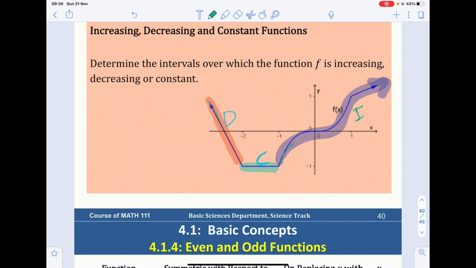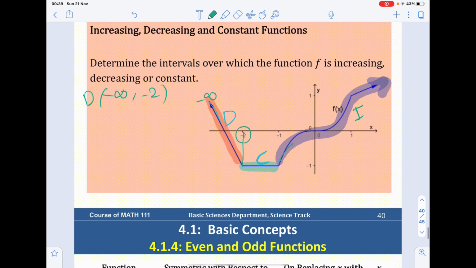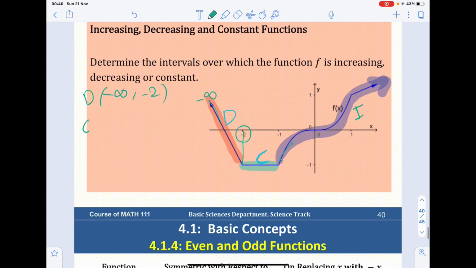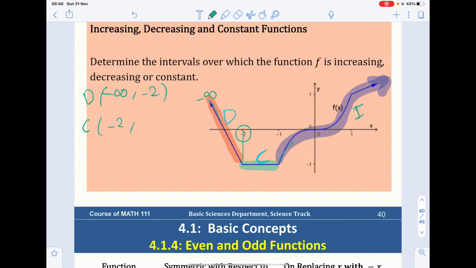So the decreasing part would be from negative infinity to negative 2. Then the constant would be from negative 2 to negative 1. Then we have the increasing, which is from negative 1 to infinity.